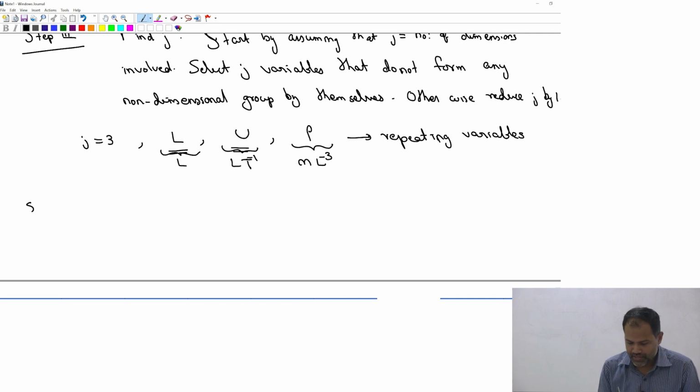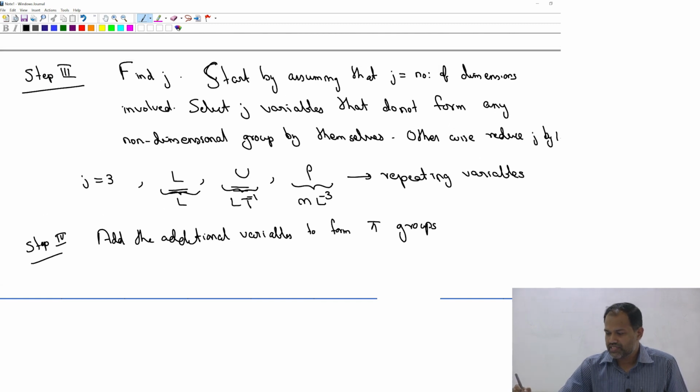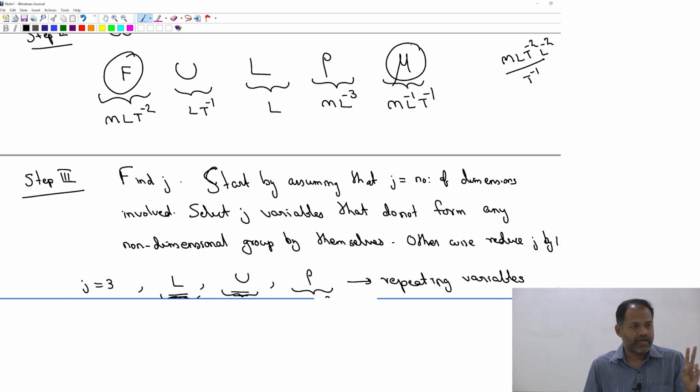Yeah, now it's easy. Step 4, add the additional variables to form pi groups. So we have L, U and rho. The variables that we haven't considered yet are force and viscosity. So we can form 2 pi groups, one with F and one with mu.